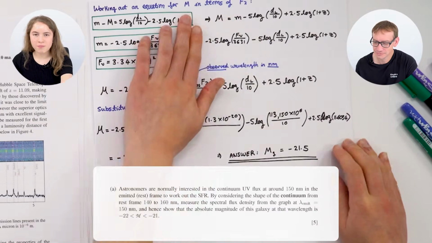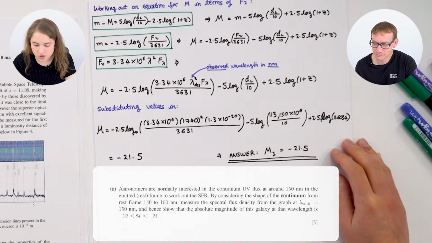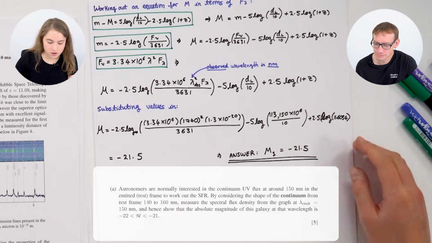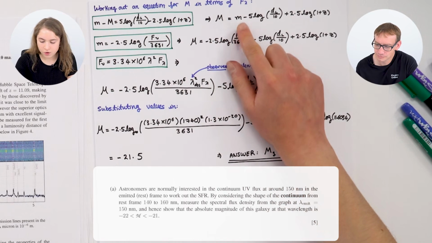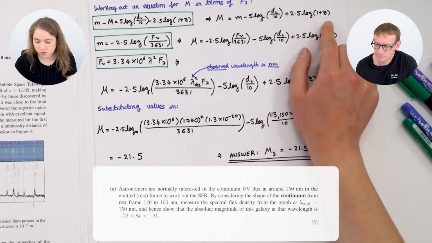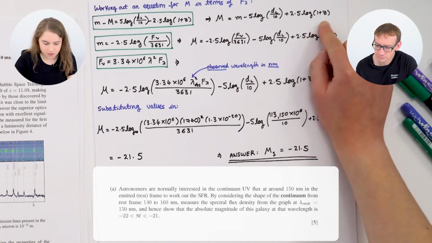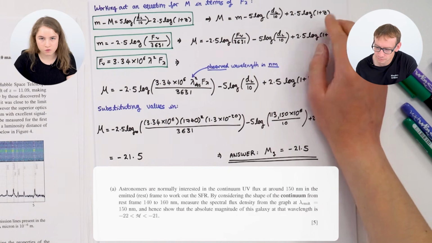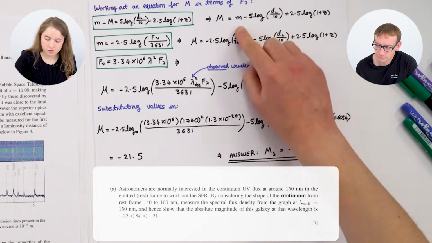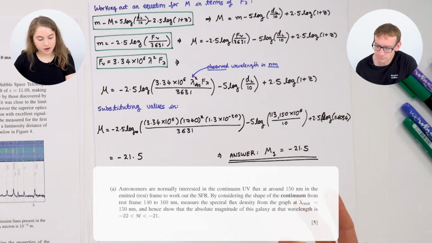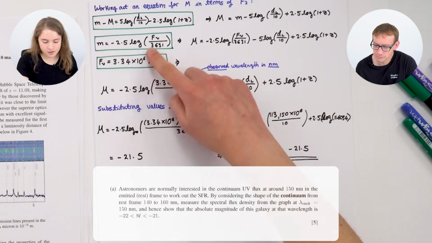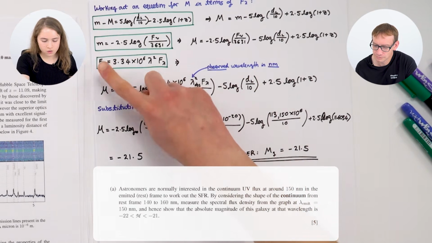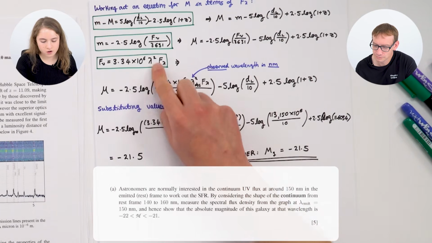And we have done this. So we want an equation for capital M in terms of F lambda, because F lambda is what we've measured. First, I've rearranged the first equation we were given for capital M in terms of lowercase m, and then things that we know. We've been given the luminosity distance and the redshift, so we don't need to worry about those for now. What we're worried about right now is lowercase m, the apparent magnitude. Then we look at the next equation we were given, and this is linked to F nu. And also this third equation here links F nu to F lambda.